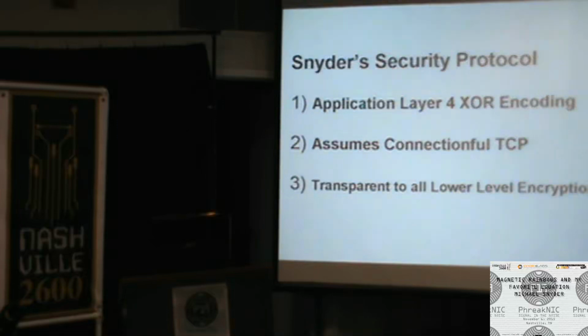Okay, Snyder Security Protocol is an application layer 4 XOR encoding. And I'm assuming a full TCP connection, which basically means I don't want to deal with missing packets. We'll let the lower level protocols take care of that. The way I'm envisioning this, it would be transparent to all the low level encryption. You could run your regular VPN at one level, run your SSH at another level, and this would be on top of those two, and basically just be another layer of encoding.